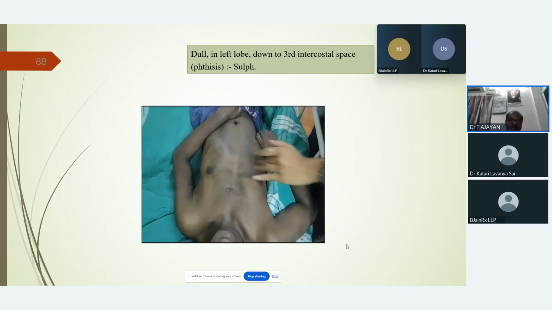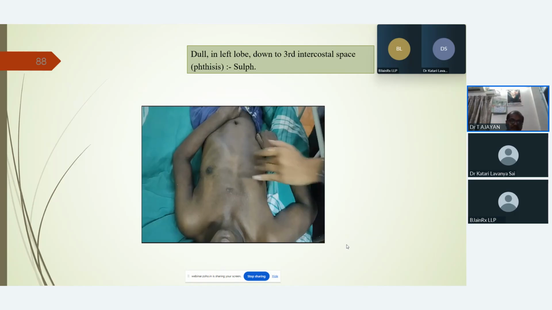Suppose dullness is there. You know the five basic percussion notes. First one is flatness, second one is tympanic, third one is resonance, fourth one is dullness, and fifth one is hyperresonance. Suppose there is dullness in the left lobe near the third intercostal space; in this, the only one medicine is Sulphur.